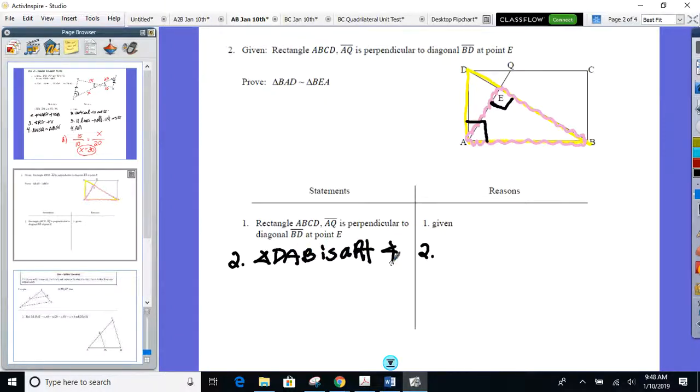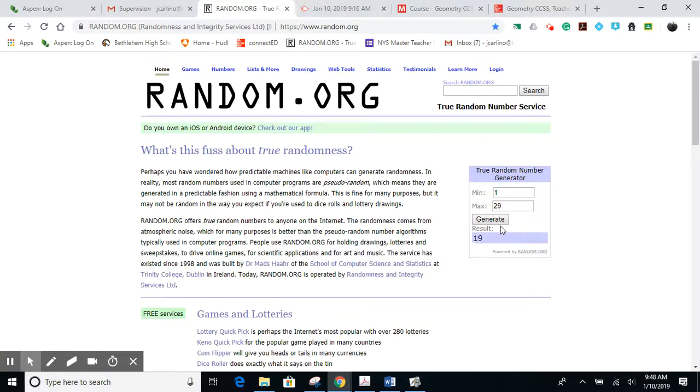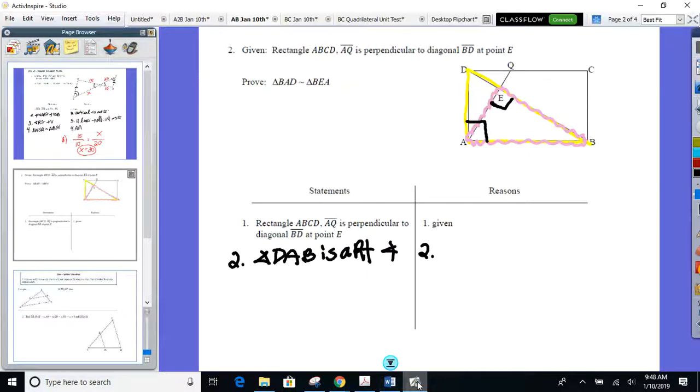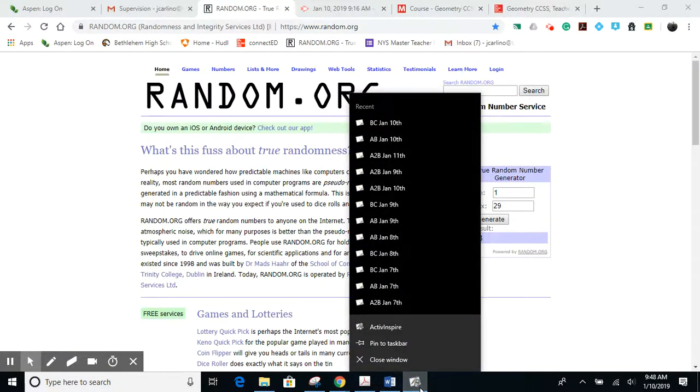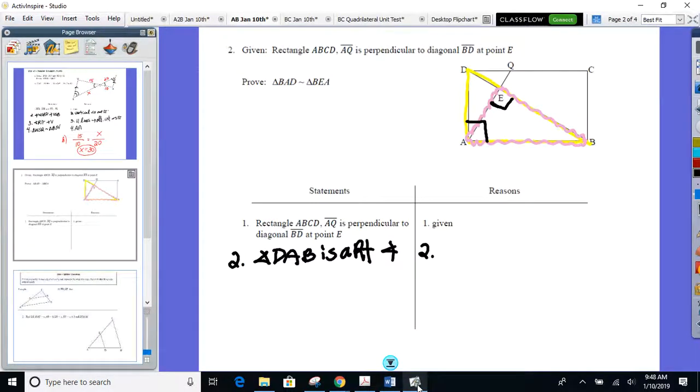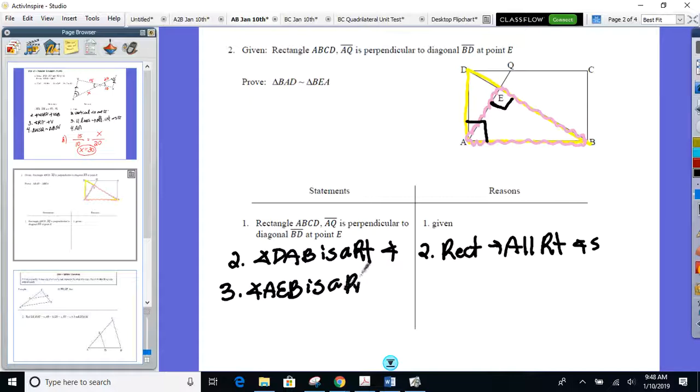What told you in the givens that DAB might be a right angle? Okay, so a rectangle implies all right angles. Something we used last unit. AEB is also a right angle, but for a different reason, not because this is a rectangle. Look in the givens. How did we know AEB was a right angle?